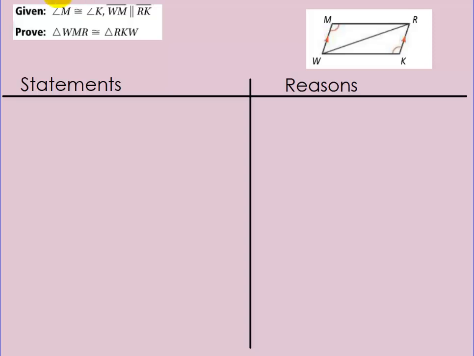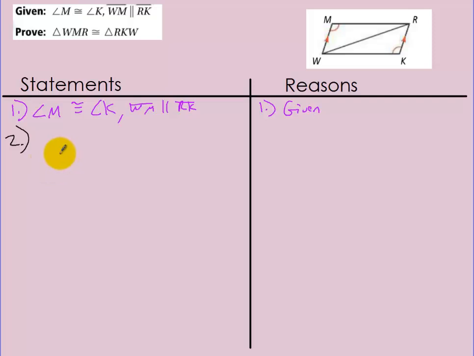So, let's prove this. So, given angle M is congruent to angle K, and the segment WM is parallel to RK, so that means these two triangles, prove that the triangle WMR is congruent to RKW. Okay, so these two triangles, the top left one and the bottom right one. So, statements. First statements, we got to do our givens. Angle M is congruent to angle K, and WM is parallel to RK. How do we know this? This is what's given.